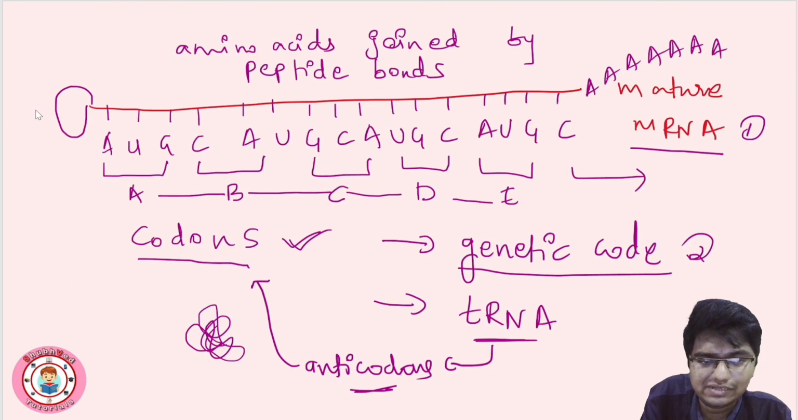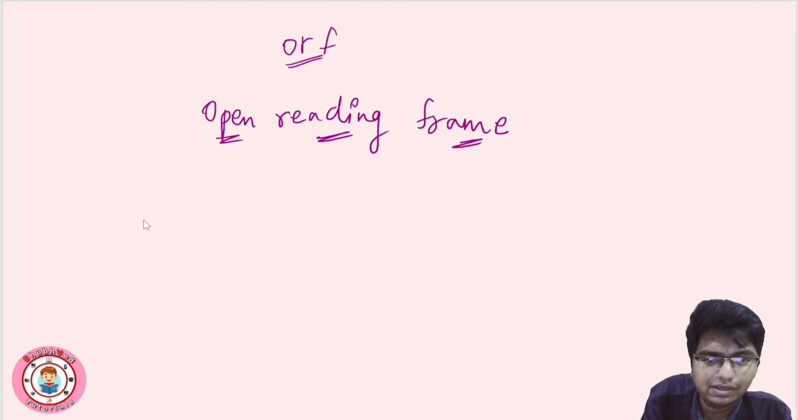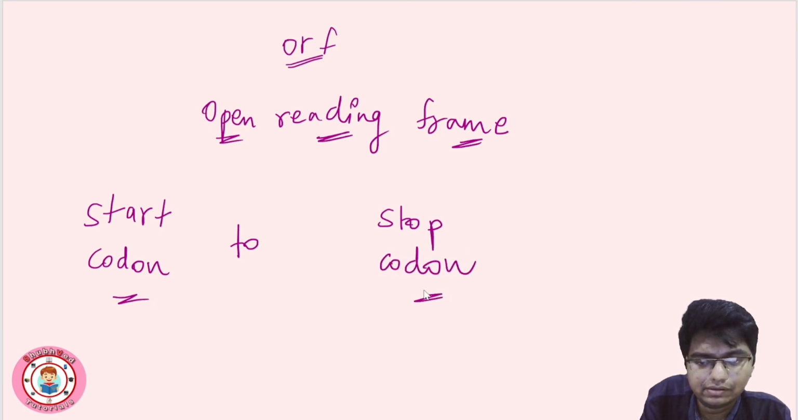Now what else do we need for the recipe? The next thing is the ORF. ORF means open reading frame. Start codon to stop codon. This we call one open reading frame, ORF. It is the region of protein synthesis, the actual region for coding amino acids.